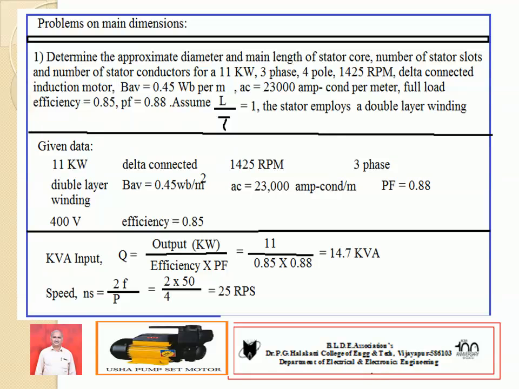So kVA input Q equal to output divided by efficiency into power factor. Output should be in kilowatt, and the given machine is in kilowatt. So you substitute all the values, and we get 14.7 kVA. Next, number 2, synchronous speed ns equal to 2f by p. You substitute, and we get 25 rps.